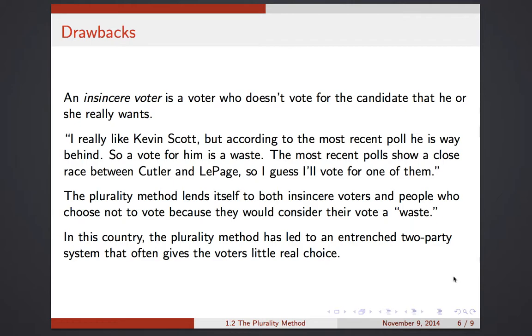And of course, in this country, we see this all too well. You can make a pretty good argument that using this method has led to the entrenched two-party system that often gives people little real choice, because you hear this all the time, right? Why would I vote for the third-party candidate? It's just a waste. Why would I show up and waste my vote? So I either won't show up or I'll just choose the Republican or Democrat that offends me the least and vote for them. So that's a drawback of the plurality method, insincerity.